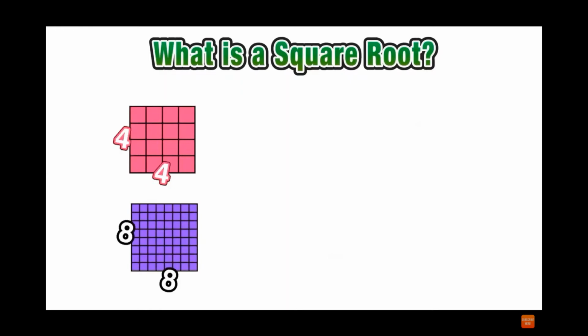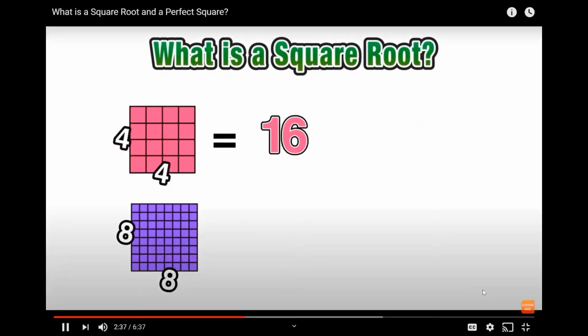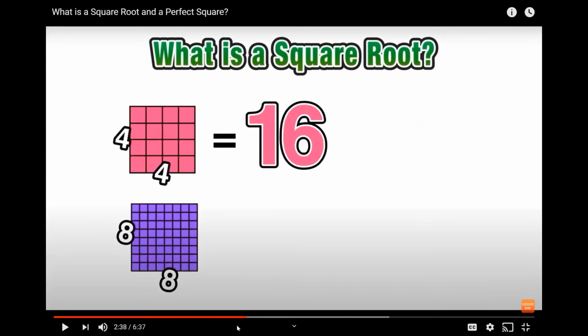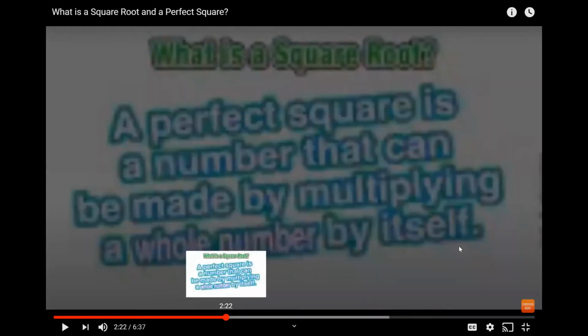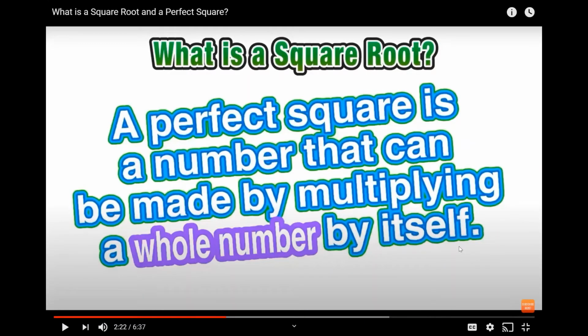Now 4 times 4, if we think of this in terms of area. Let me go back, you guys, to that definition right here. A perfect square is a number that can be made by multiplying a whole number by itself. That is what a perfect square is, and they're going to show you guys the example.